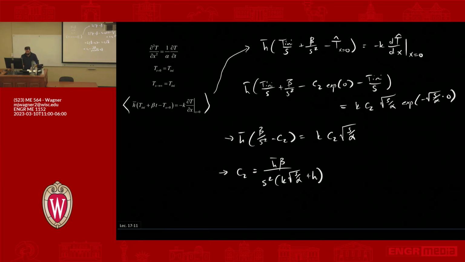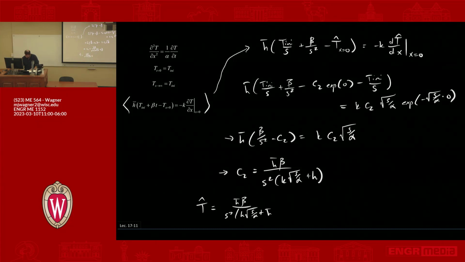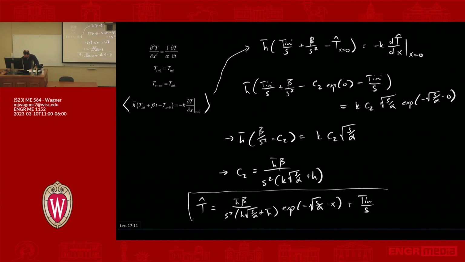So let's just rewrite what our solution is here. It is now in the S domain, T hat is equal to h bar beta over S squared, over K square root of S over alpha plus h bar, times exponential of minus square root of S over alpha times X plus T initial over S. Hopefully that's right. I think I said a. This is S over alpha, right?